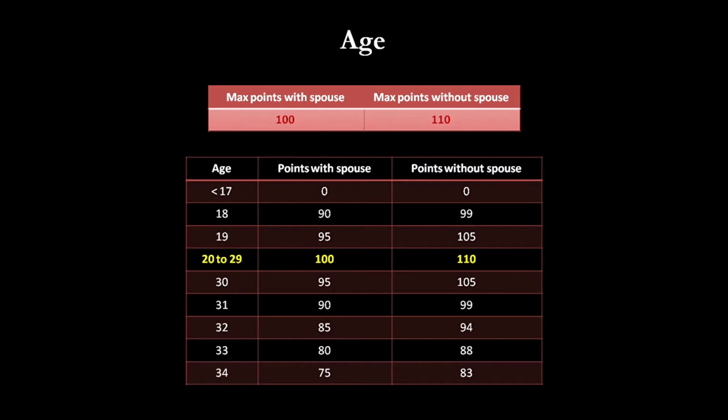The higher your age, the points drop. And if you're below 20 years too, your points reduce. So the ideal time to apply for Canada PR would be when you're between 20 to 29 years of age. As you can see, with each age increase, that is when you turn 30 years of age, the points drop by 5, and with each year you increase, the points keep reducing. So the ideal time is between 20 to 29.